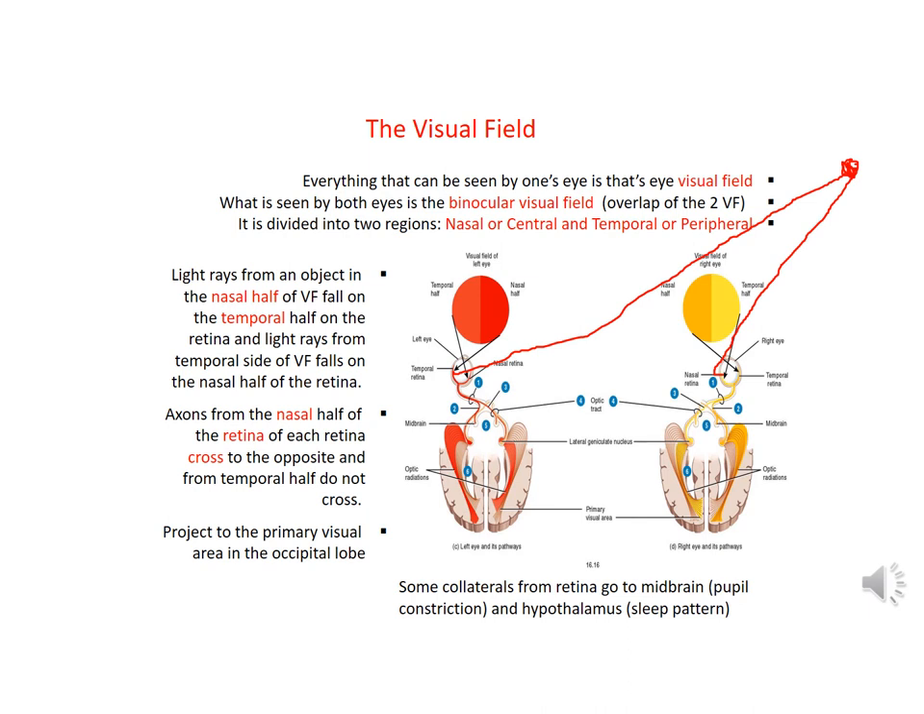Some fibers from the retina go to the midbrain to initiate the pupillary light reflex, and to the hypothalamus to regulate the sleep pattern. And this will be discussed more, inshallah, in the HNS course.